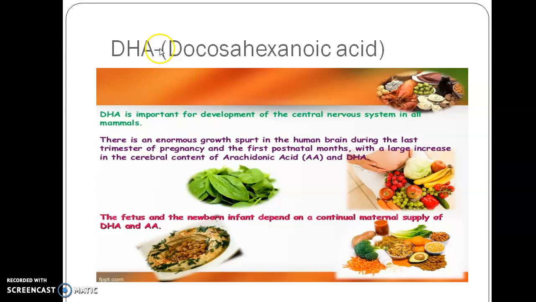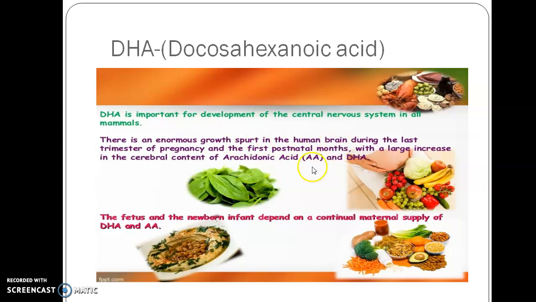Another important nutrient which is very important during pregnancy and the growth of the child. You might have heard this word quite commonly in ads, DHA. DHA is actually docosahexaenoic acid. It's very important for the development of the central nervous system in mammals. There is a sudden growth in the human brain during the last 3 months of pregnancy, that is the last trimester of pregnancy, and the first postnatal months. Postnatal means after birth of the child.